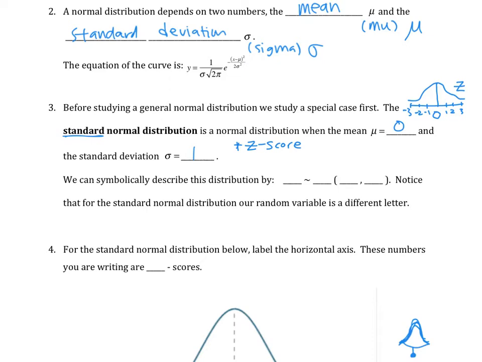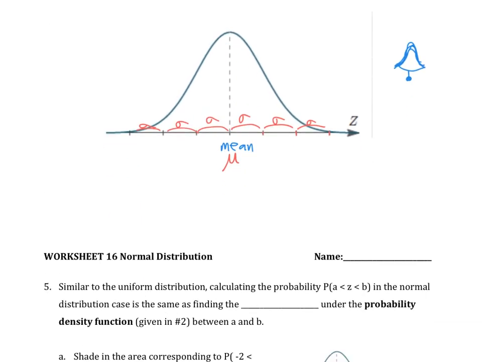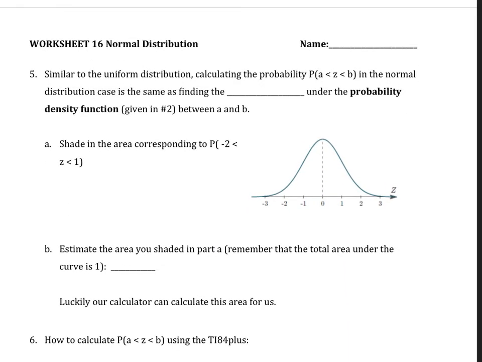Symbolically, we can write N for normal, and I write 0 and 1. This is the mean, and that's the standard deviation. So what it says is we have something that's normally distributed with 0 as the mean and 1 as the standard deviation. That's the standard normal distribution. As I mentioned before, we write the z-score for the standard normal distribution. Okay, so now we're going to try to calculate different areas under this curve.